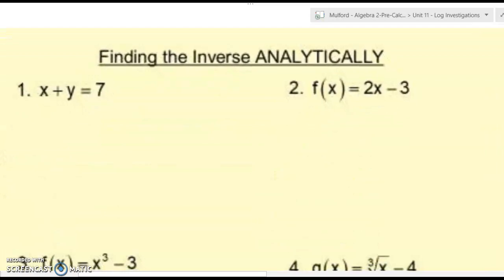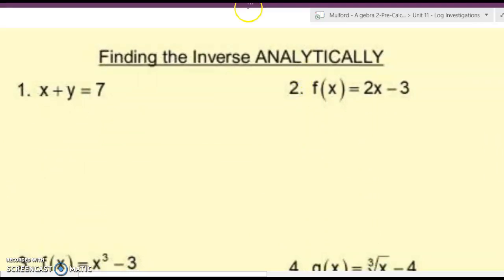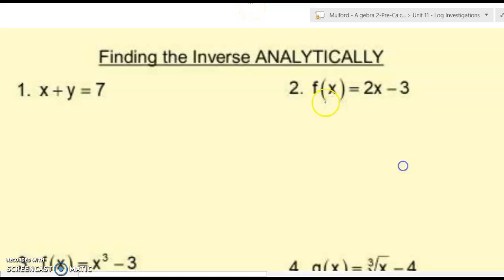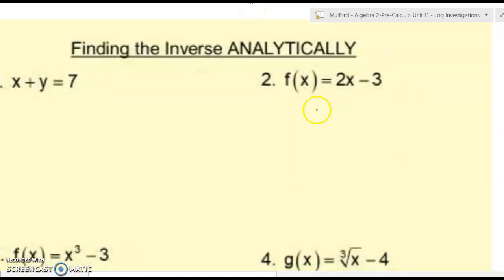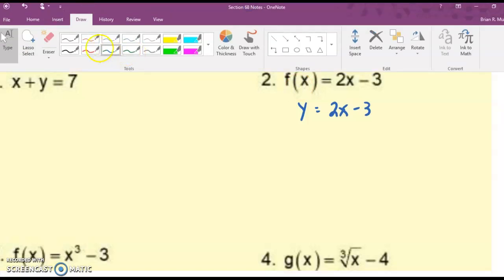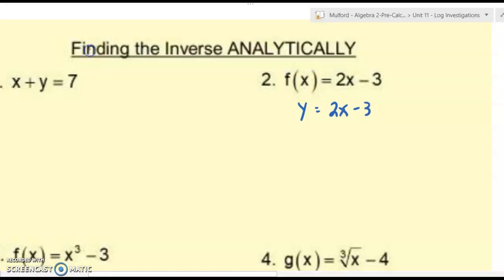And so what about equations? Equations can get a little bit tricky. I'm going to start with number 2 because I think that one's going to be easier to see what's going on. I've got f of x equals 2x minus 3. I'm going to rewrite that as y equals 2x minus 3. All I've changed is I've called f of x y. They're still representing the same thing. So here's the magic. I'm going to take my x's and y's and I'm going to swap them out. x equals 2y minus 3.